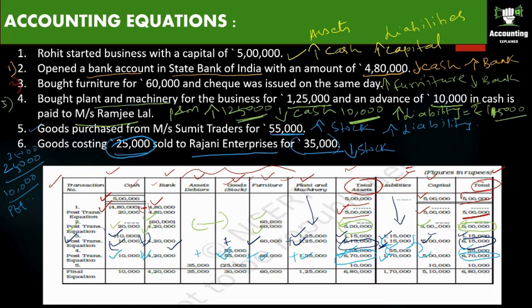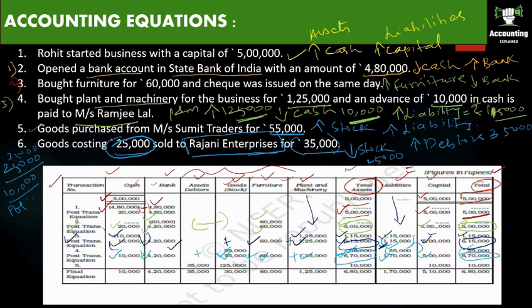Here again they have not mentioned whether they have sold it for cash or by check. Nothing is mentioned, so we have to take it that they have sold it on credit. So debtors is going to be increased. Stock is going to be reduced by 25,000, and debtors is going to be increased by the sale price, because that is the amount outstanding from the debtors.